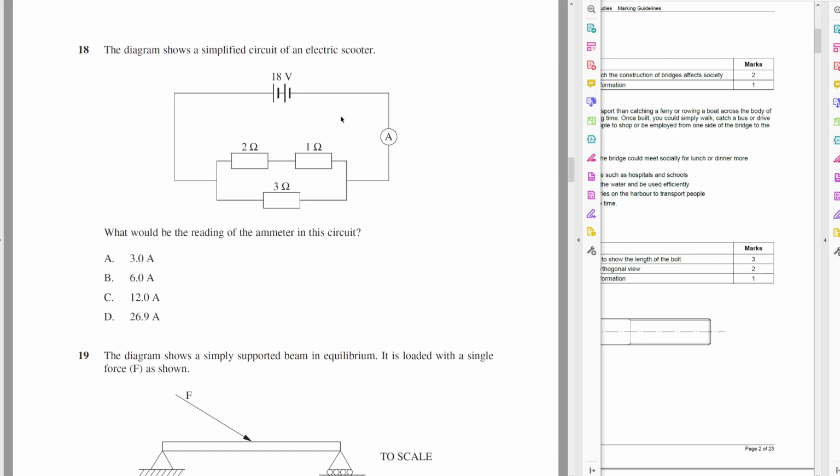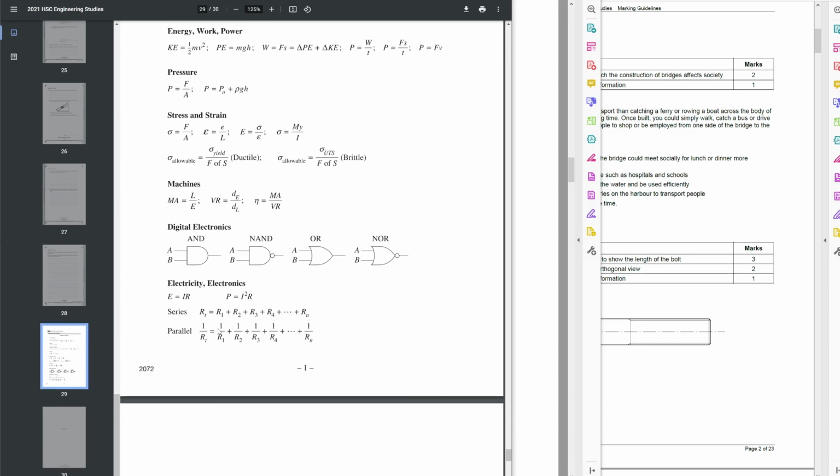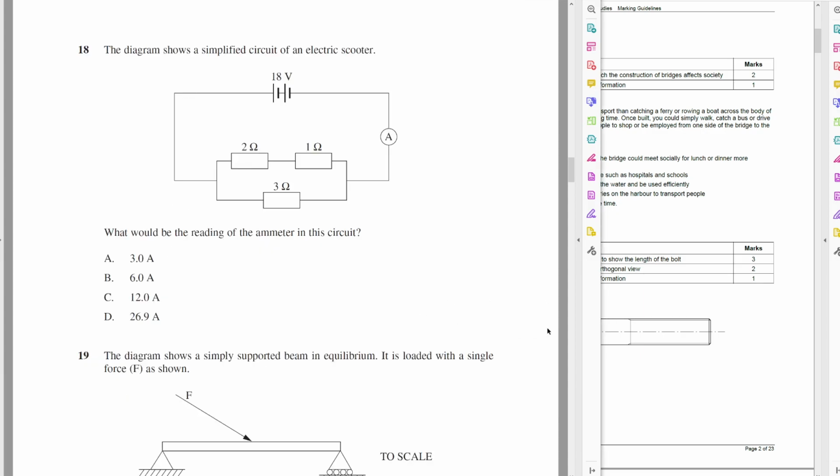Okay, so we've got an electric scooter. What was the reading in the ammeter? So what is the current of this circuit? I'm going to do this really quickly. We've got a formula here where, when we're talking about things in parallel, it's 1 over RT equals 1 over 1 and so on. I'm not going to read that, you can read. What we can see here is that if we add these two in series together, we're going to get 3, which gives us 3 over 3.